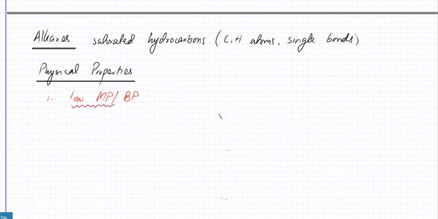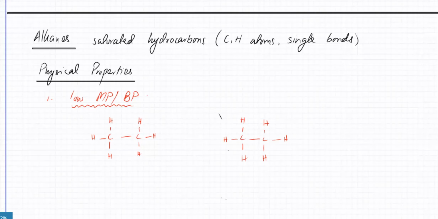That's the first physical property. And the reason they have low melting and boiling points is that, if I have an ethane molecule and I've got another ethane molecule, can anyone quickly tell me what is the intermolecular force that's going to be present that would attract one ethane molecule to another ethane molecule? So what's the force of attraction between them? Anyone, any idea?